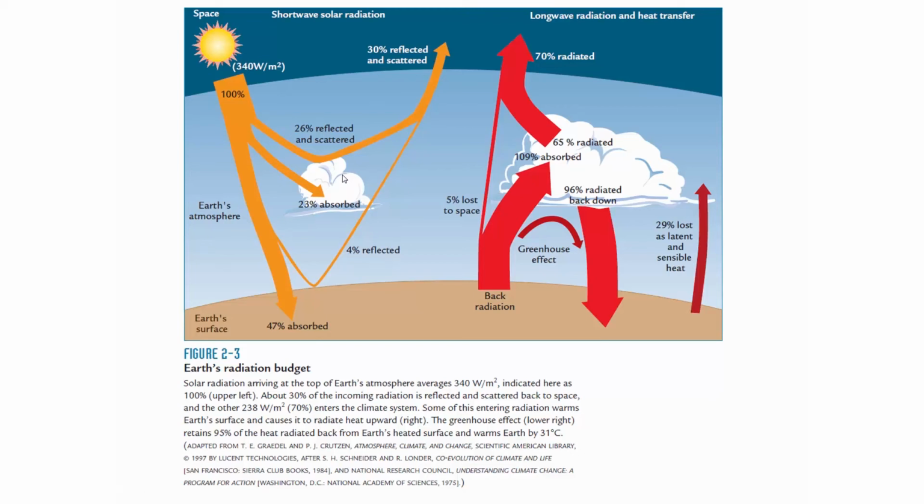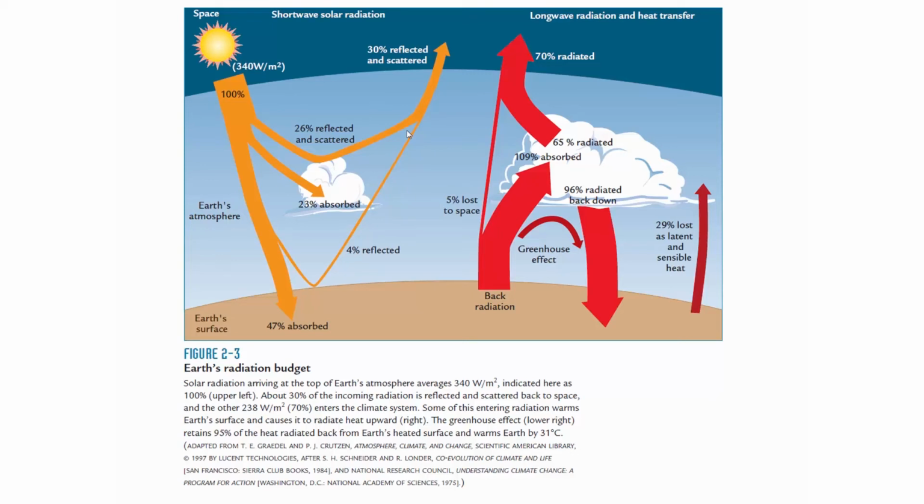So, this reflectivity is called albedo. We will show in a minute what albedo is of various surfaces on Earth. 4% is reflected by the surface. It could be because of snow and ice or the high angle of water.